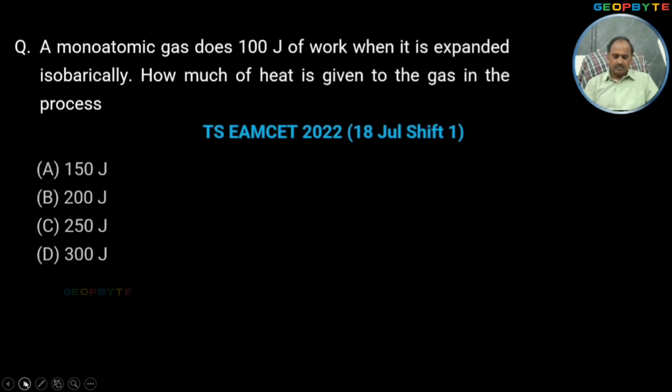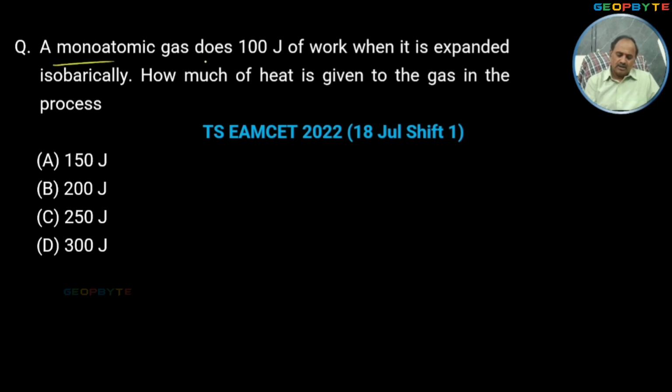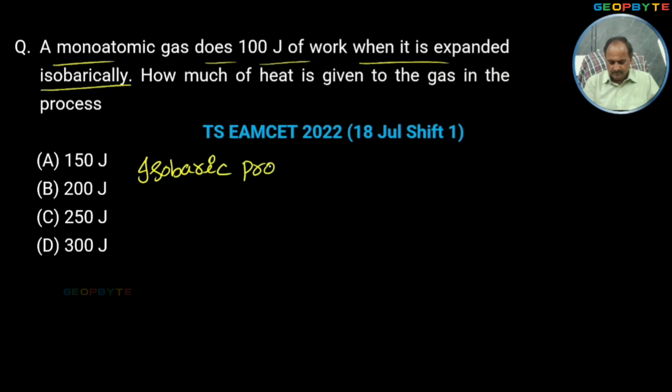Look at another important problem. A monatomic gas does 100 joules of work when it is expanded isobarically. Isobaric process means constant pressure process.